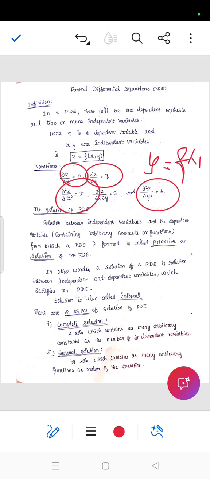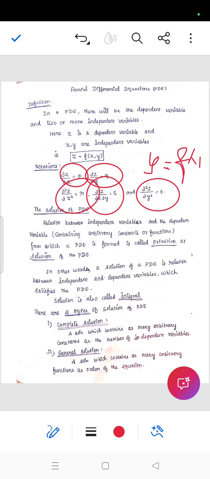And if we partially differentiate dou z by dou x with respect to y, or dou z by dou y with respect to x, we get s, that is dou square z by dou x dou y. So these are all the basic variables which we are going to use in the upcoming problems. And there are three different solutions of a partial differential equation. The first one is the complete solution, the second one is the general solution, and the third one is the singular solution.